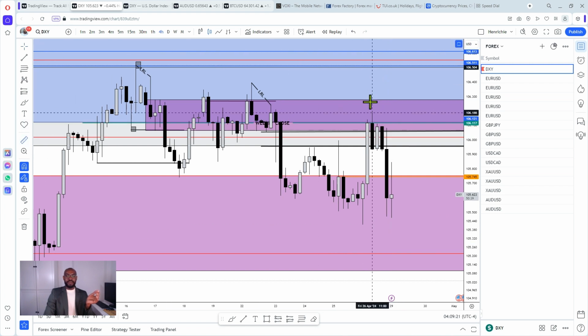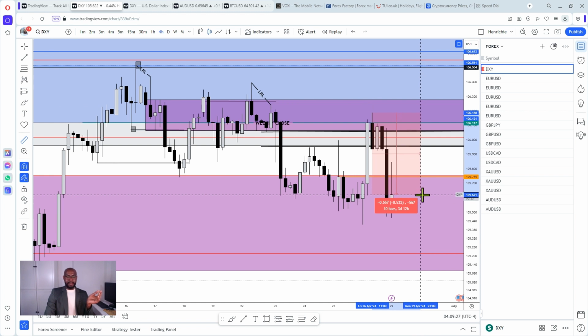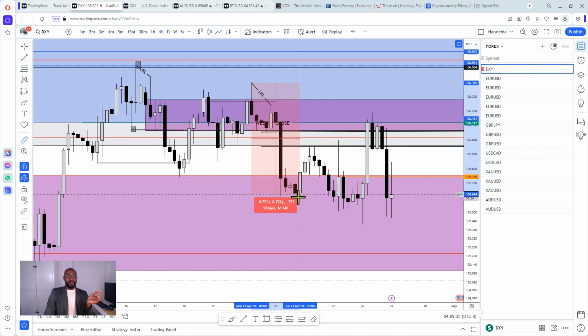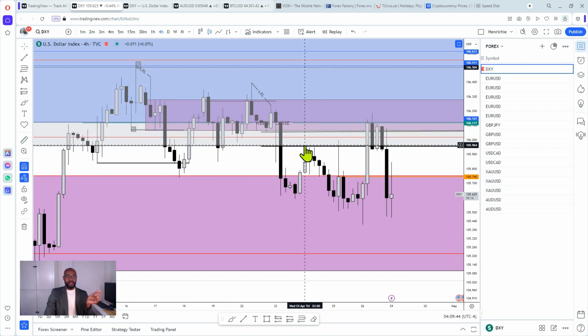And if you measure from the high to where we are right now, that's 567 pips. So anyone who took a sell from here is up 500 pips. If you took a sell from here to the low, you are up 700 pips. If you took a sell from here to this low, you're up 496 pips.